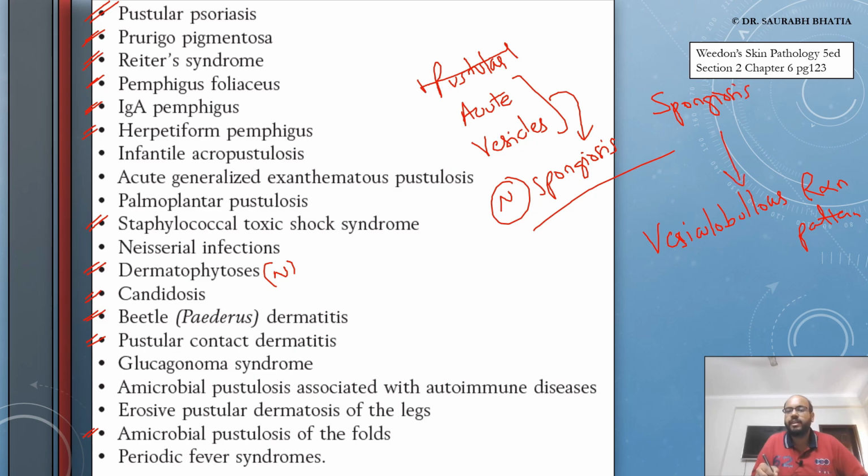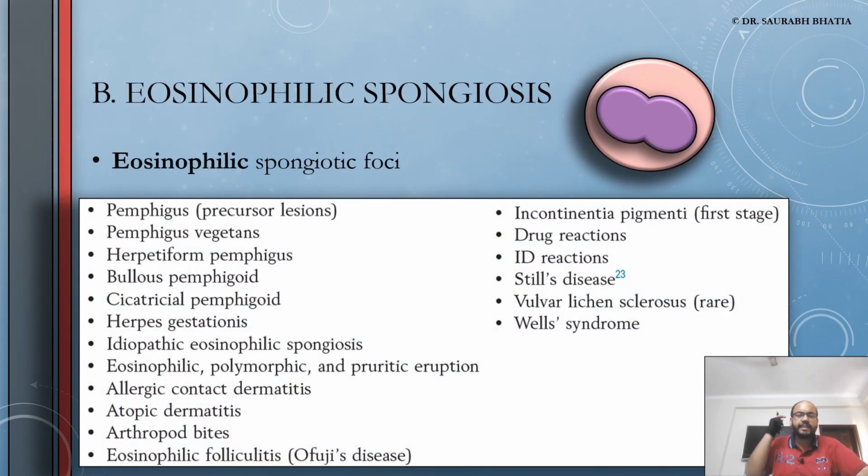Remember, if you hear pustular, acute vesicles, remember you're dealing with neutrophilic spongiosis. And if you remove pustular, then you're just dealing with plain spongiosis. But if you have pustular, you're dealing with neutrophilic spongiosis.